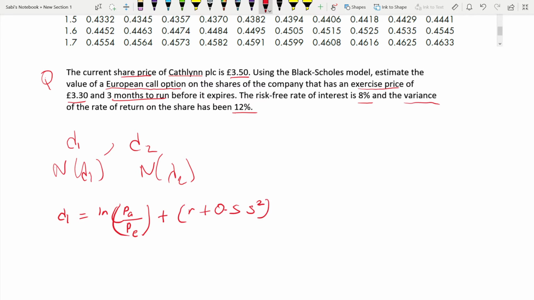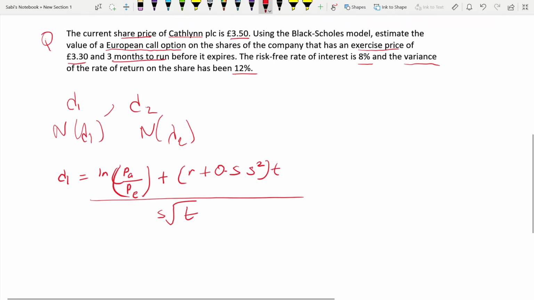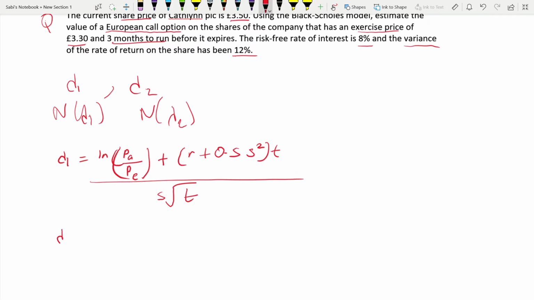Into T, that is time. Divide the whole thing by S over T, standard deviation into square root of T, time. So when you're writing this, it will be D1. Obviously you don't have to write the formula because the formula is already there, and this is a CB platform, so you can just enter the number.